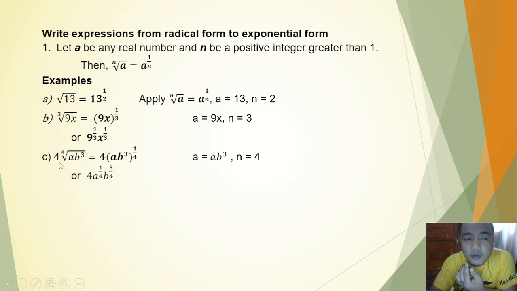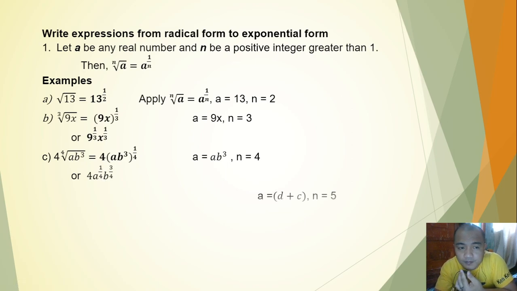How about this? 4 times the 4th root of ab cubed. 4 times the quantity ab cubed raised to 1/4. The answer there is 4 times a raised to 1/4, b raised to 3/4. How about letter D? 3 times the fifth root of quantity d plus c. So this means 3 times d plus c raised to 1/5.